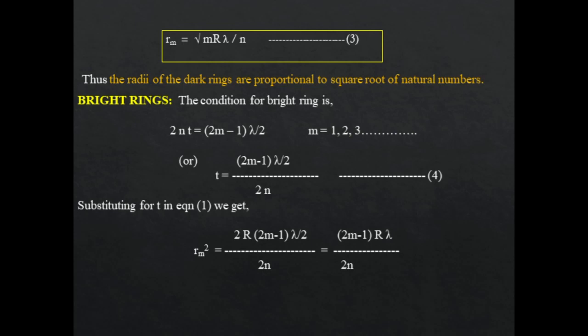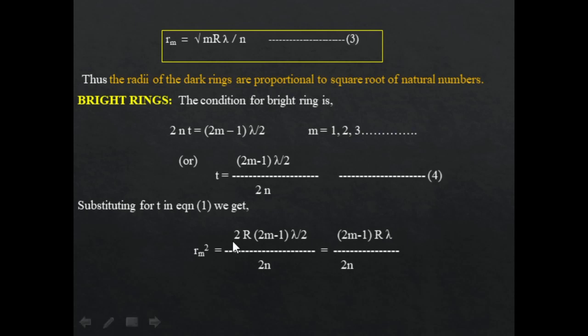To find out the radii of the bright rings, we take the condition for the formation of a bright ring: 2nt cos r is equal to (2m minus 1) into lambda by 2. Here we substitute that relation in equation 1, and we find the thickness of the air film for a bright ring, and this will be substituted in the first equation.